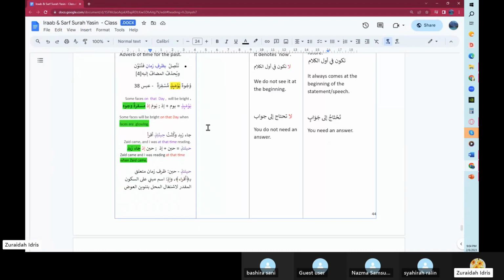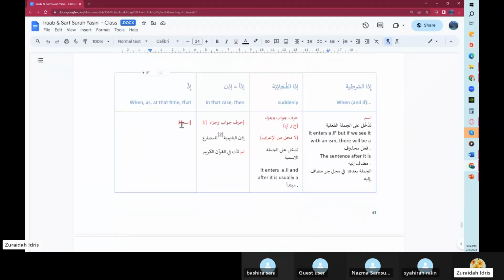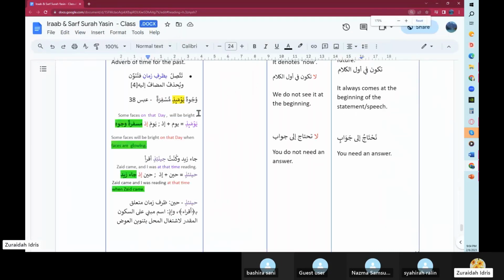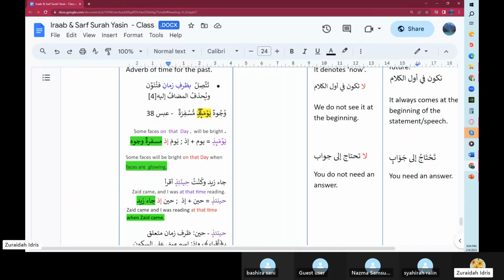The first thing that we said about idh is that when it's used as an adverb of time, we usually see it in this form: yawma idhin. It's basically the word time. Yawm is one of the words that we use for time; hin is another word that we use for time. It's just yawm plus idh and a mudaf ilayh, and the mudaf ilayh happens to be usually a sentence of some sort.